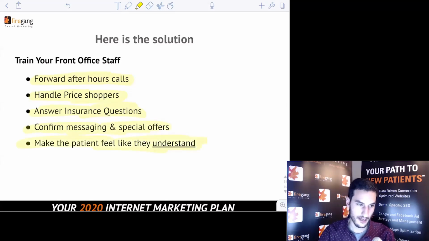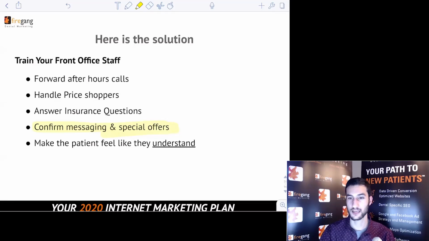So this piece right here about confirming messaging and special offers, this is also a really big thing that I see a lot of practices missing. So if you have a special offer that you're running, let's say it's a free consultation for some service, or it's like a $299 new patient special, and that's all over your website, the staff needs to be knowledgeable about it.